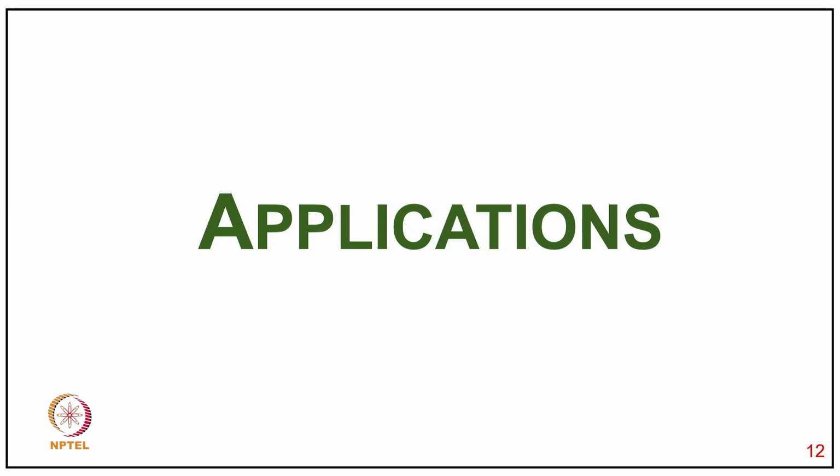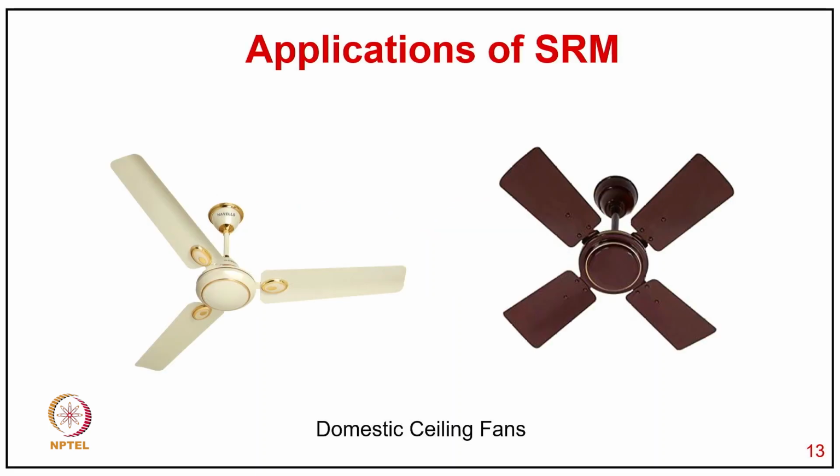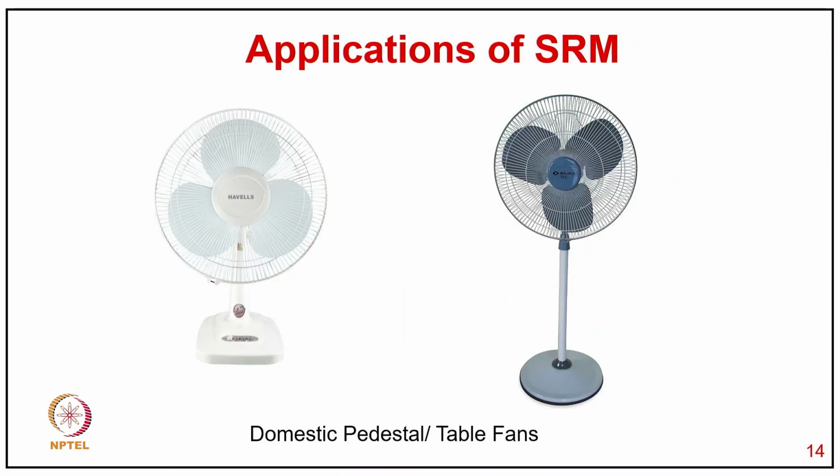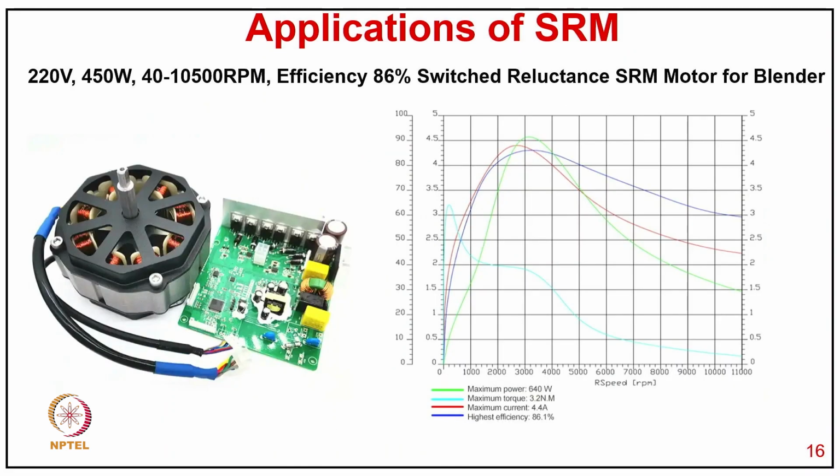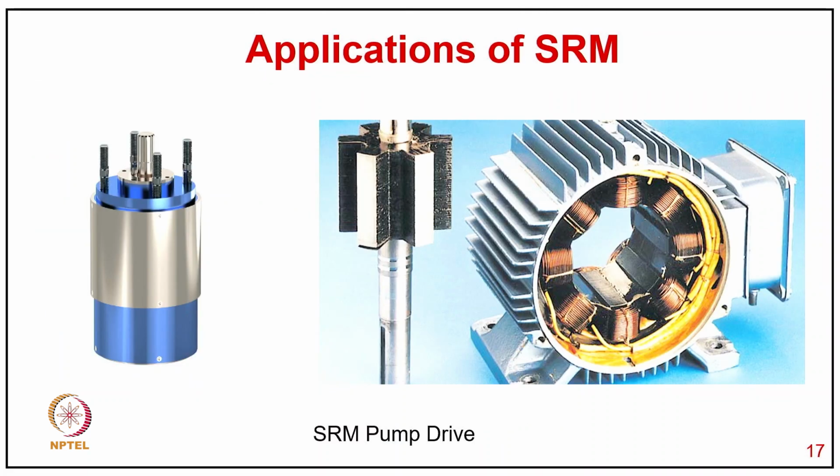Now we come to discuss the applications of this reluctance motor. People have developed even domestic fans with the switched reluctance motor, as you can see here, such as pedestal fan, table fan, and exhaust fan. Typically you can see here a 224 watt, 40 rpm to 10,500 rpm reluctance motor for a blender with an efficiency of 86%, and you can see the characteristic, how it goes with different torque characteristics.